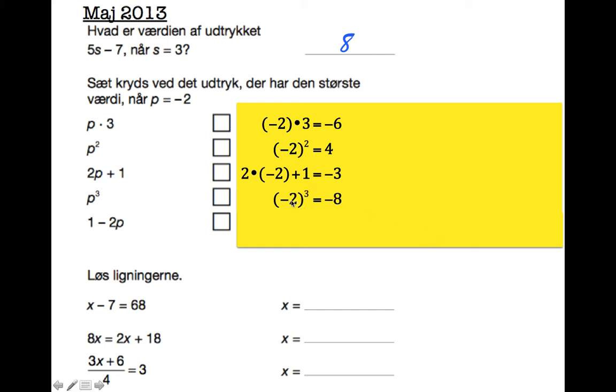Next one, minus 2 cubed. So minus times minus again will give you a minus answer, minus 8. And the last one, 1 minus 2p. So that's 1 minus 2 times minus 2. So that's the same as 1 minus minus 4. And minus minus makes plus, so it's the same as 1 plus 4, 5. So the biggest one of those is 5.